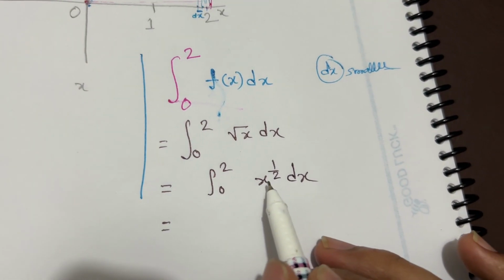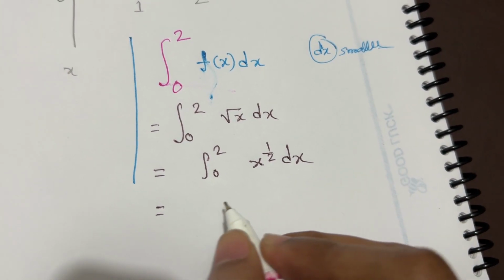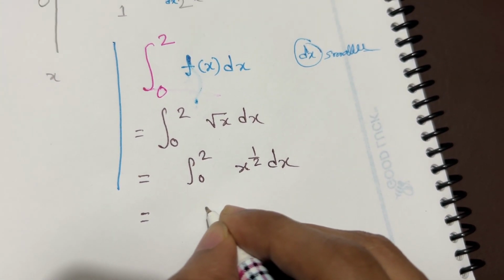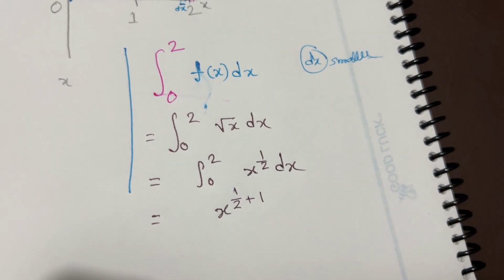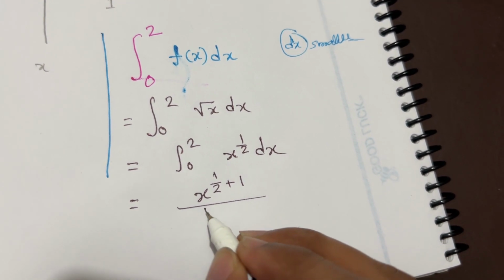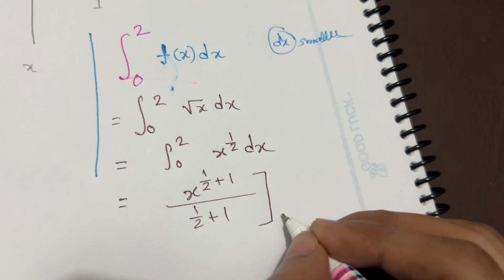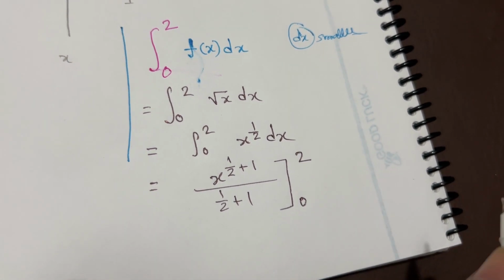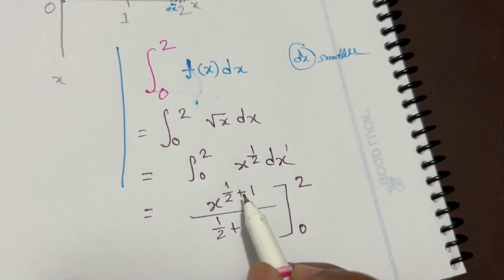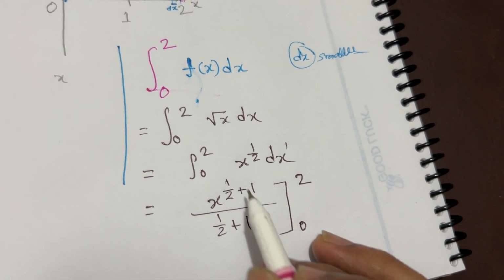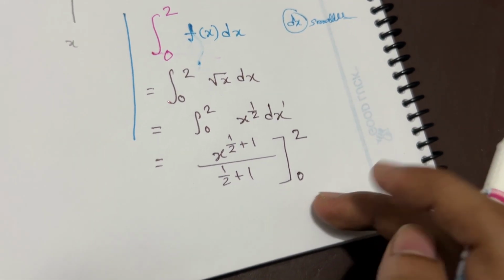Now as you can see, it's a simple formula, it's just an exponent formula. You can just add those powers. x to the power half plus 1, divided by half plus 1, and you need to have the limit 0 up to 2. This is coming from the formula. You just need to add the power, half plus 1 divided by half plus 1, and you put your limit.